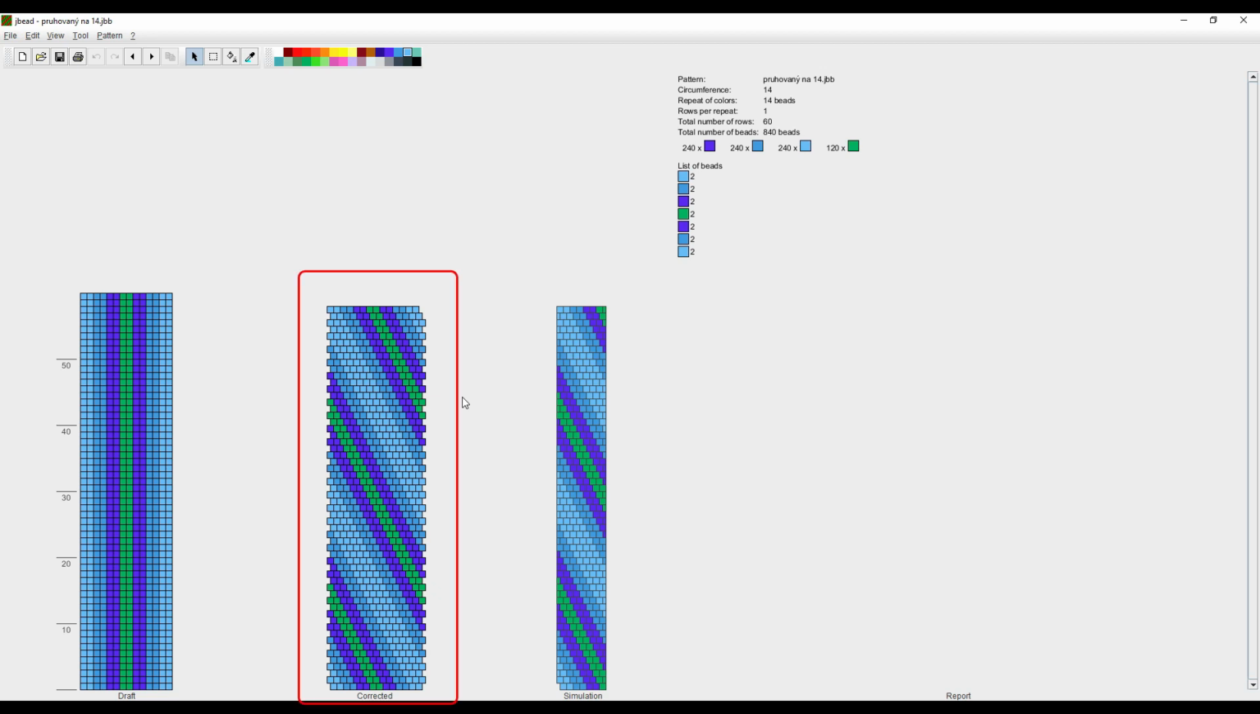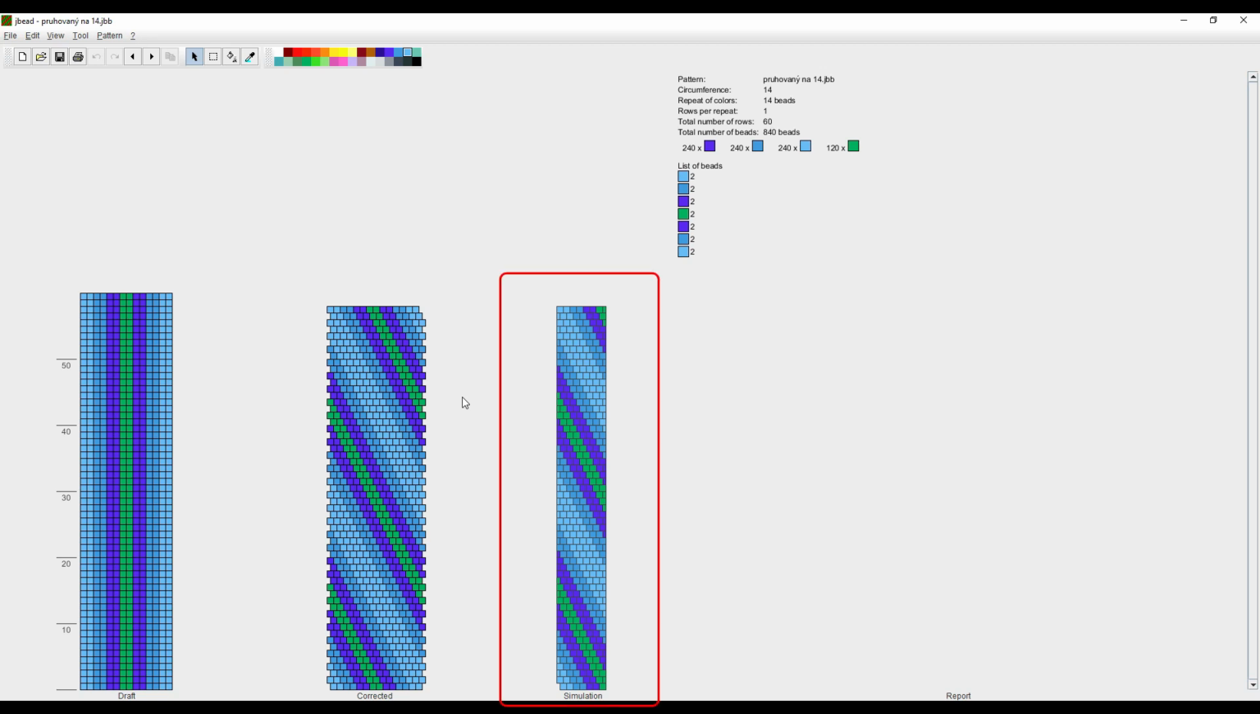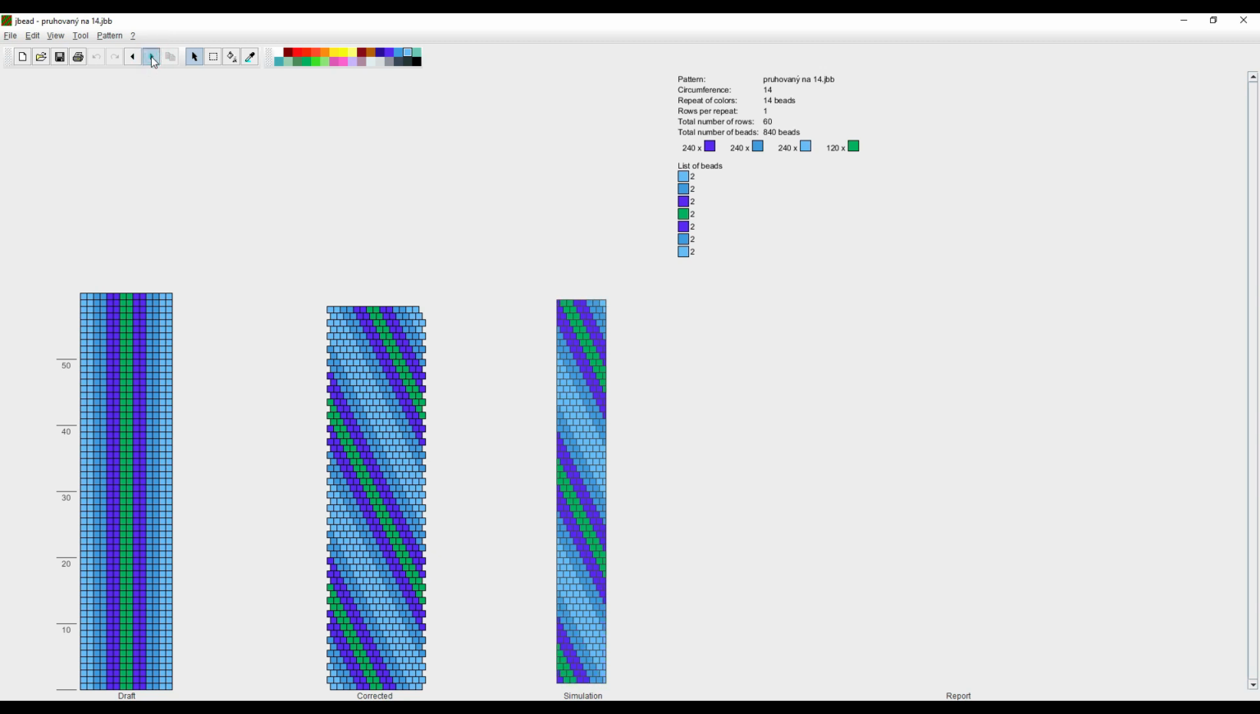The second graph, called corrected, shows how the pattern will look crocheted. It's still a flat representation of the pattern like the first graph. And the third graph, called simulation, shows you how the finished bead crochet row will look. You can see only one side of the rope, but you can move it with these arrows up here.